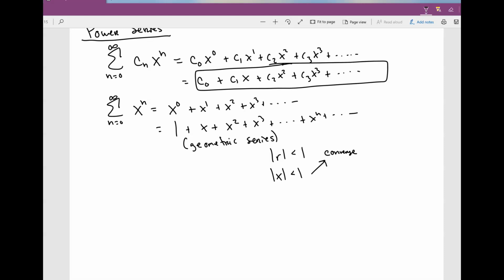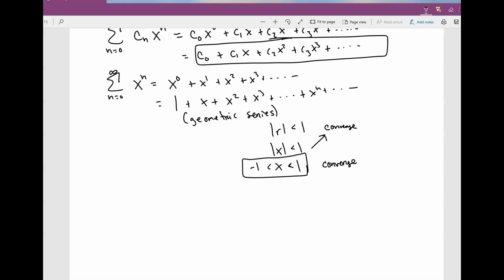Now I'm going to take this absolute value. A way that we can write this is that, because x can be positive or negative, as long as x is between -1 and 1, it is going to converge. That's what we can say.